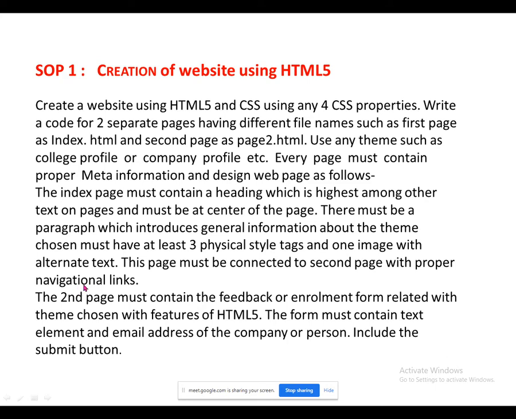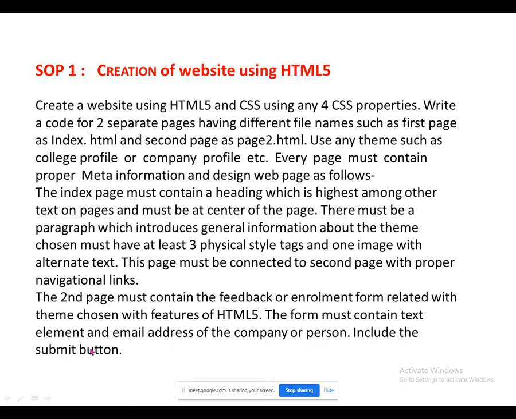What is expected on the second page? The second page must contain a feedback or enrollment form related to the theme chosen, with features of HTML5. That means your second page may contain a feedback form or an enrollment form. The meaning is that it must contain some form elements. While giving that form, what type of form elements do you have to use? The form must contain a text element and the email address of the company or a person.